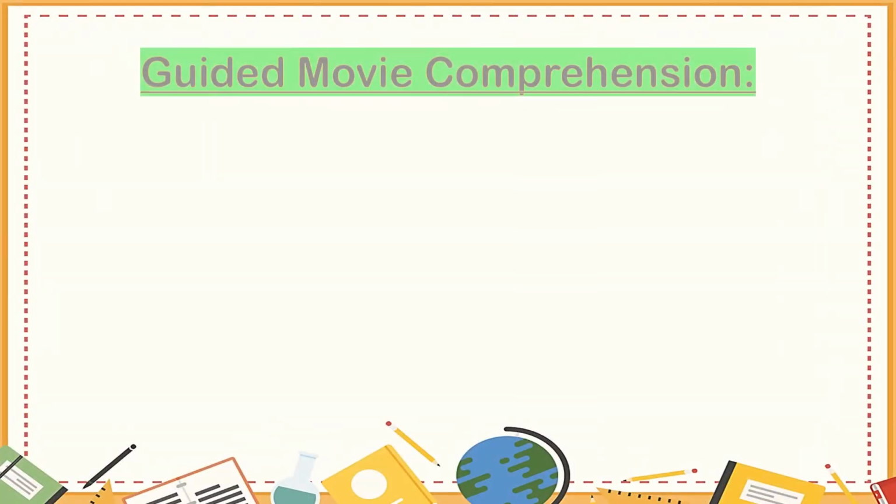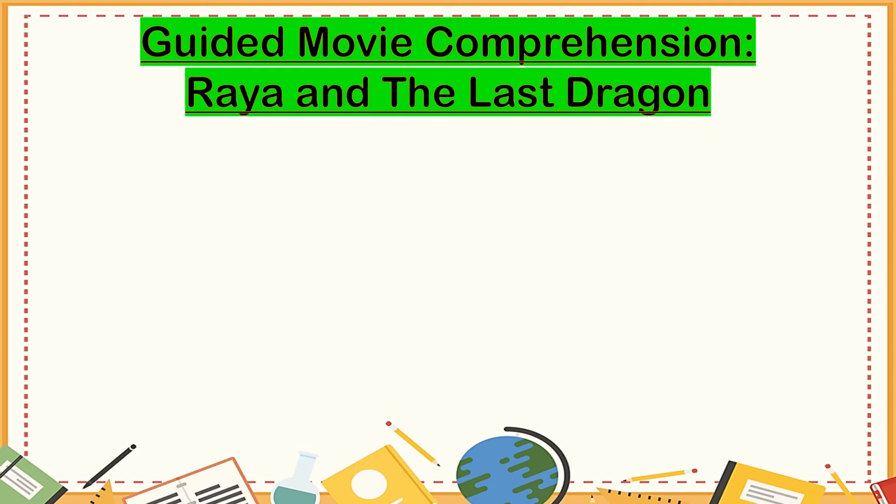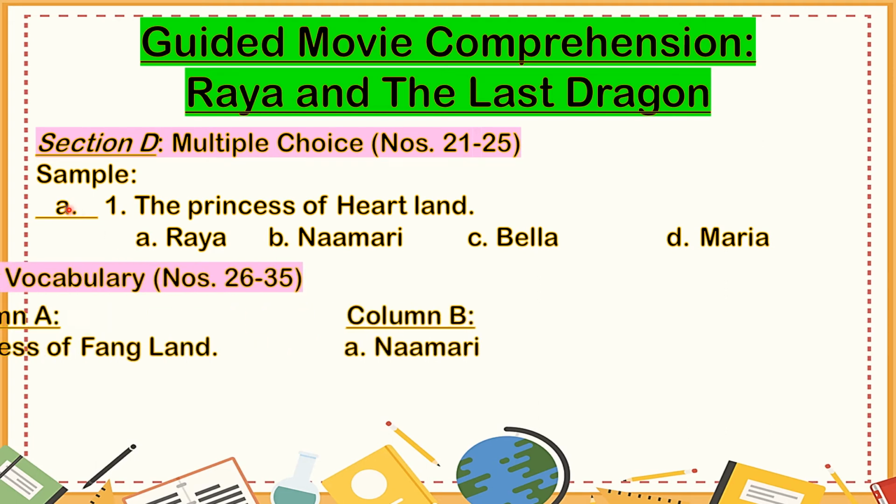The next part of your midterm assessment is about guided movie comprehension, which is about Raya and the Last Dragon. Section D, multiple choice, numbers 21 to 25. Sample, number 1: the Princess of Heartland. Choices: A, Raya; B, Namari; C, Bella; D, Maria. The answer is A, Raya, so you're just going to write the letter A.